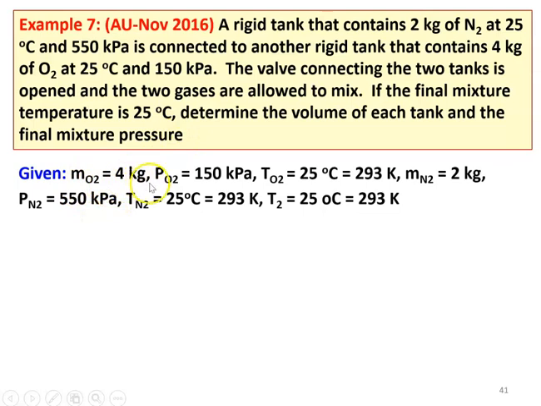Mass of the O2, 4 kg. Pressure of the O2 is 150 kPa. Temperature of O2 is 25 degrees Celsius, which is 293 Kelvin. Mass of the nitrogen, 2 kg. Pressure of the nitrogen, 550 kPa. Temperature of the nitrogen, 25 degrees Celsius, which is 293 Kelvin, and T2, the final temperature, is also 25 degrees Celsius, 293 Kelvin.